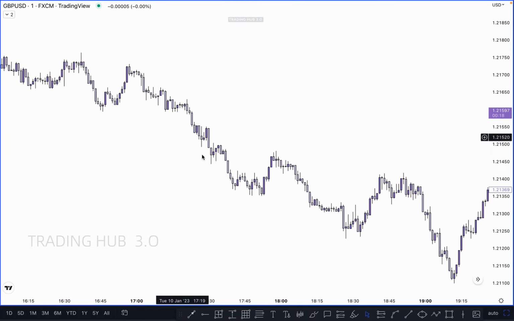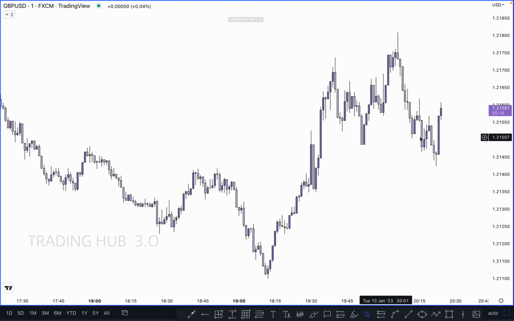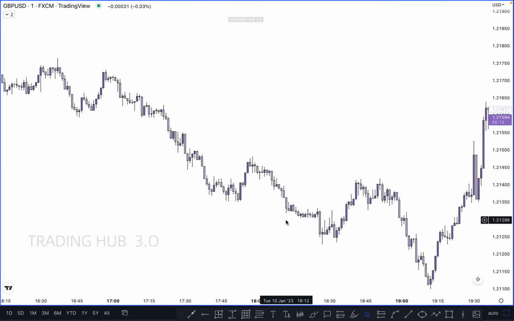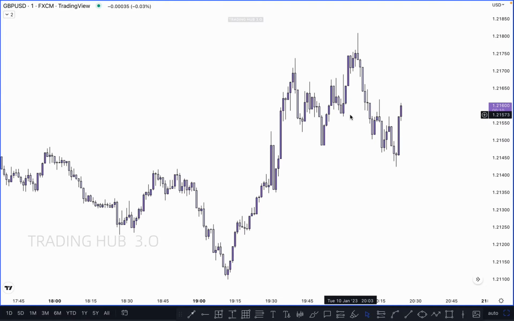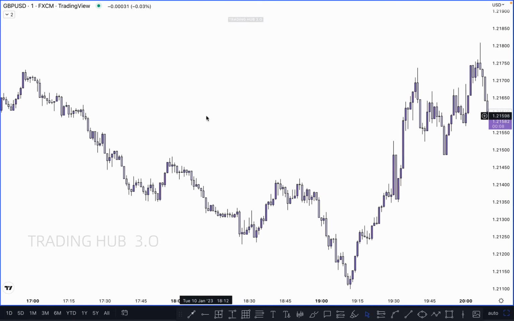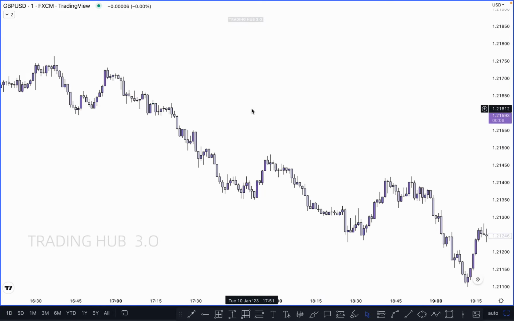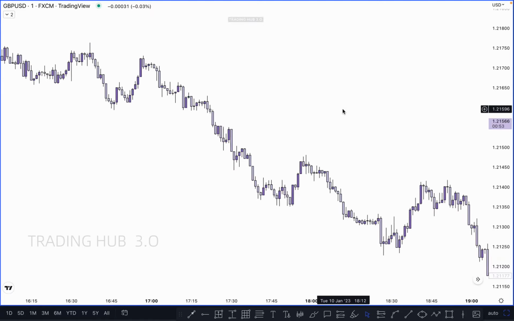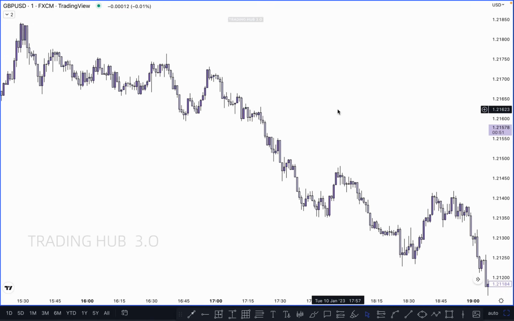So let's see, this is a live example, a live market in GBP USD. This is our bearish momentum and this becomes our bullish momentum. So how can we identify order flow? Order flow is very simple, clean, and easy to understand. Let me show you exactly how you can mark it here.